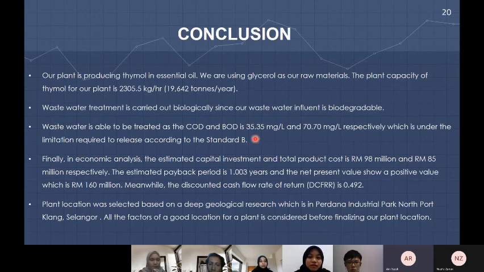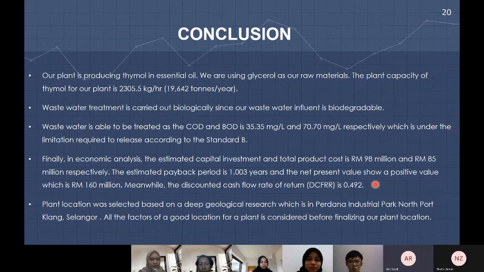Wastewater treatment is carried out biologically since our wastewater effluent is biodegradable. Wastewater is able to be treated as the COD and BOD are 35.35 mg per liter and 70.70 mg per liter respectively, which is under the limitation required to release according to Standard B.